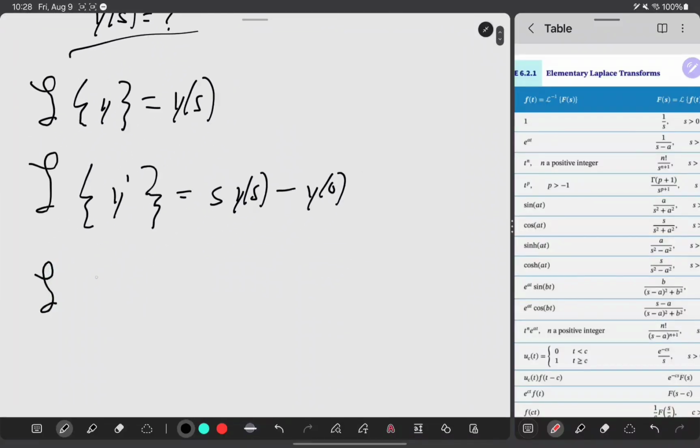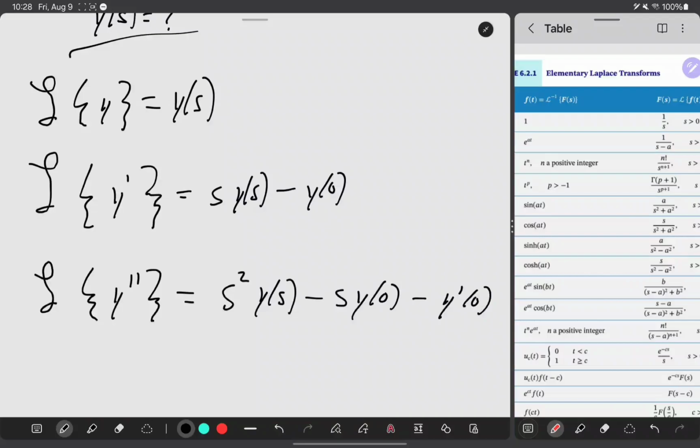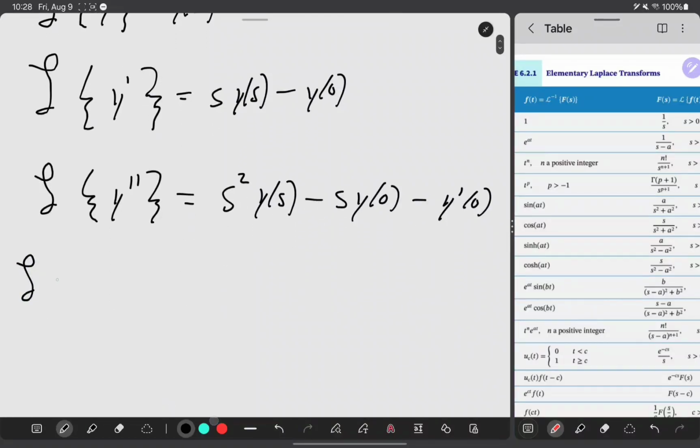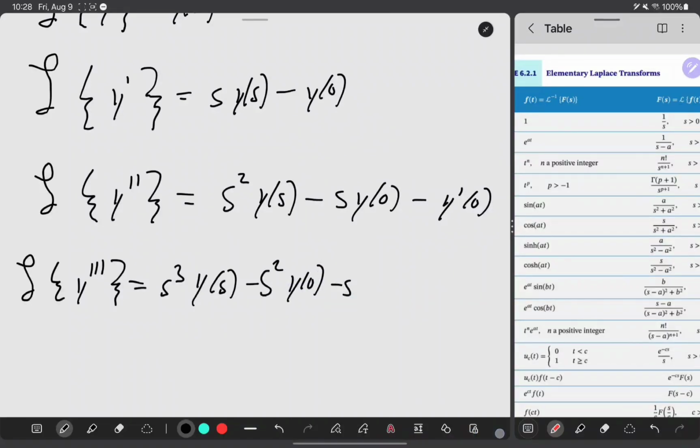The Laplace of y double prime is s squared Y of s minus s y naught minus y prime naught. The Laplace of y triple prime is s cubed Y of s minus s squared y naught minus s y prime of 0 minus y double prime of 0, and so on and so forth. You get the pattern now, right?